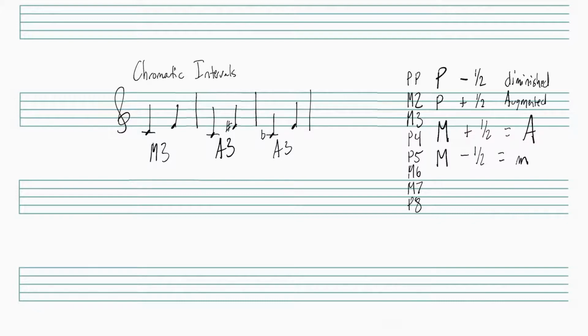So turning a major third into a minor third, so let's go back, C, E for our major third. Just like with a diminished perfect interval, we can lower the top note by a half step. This turns into a minor third.